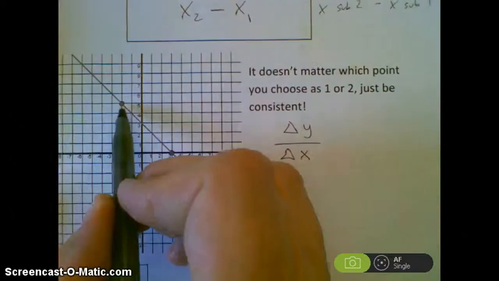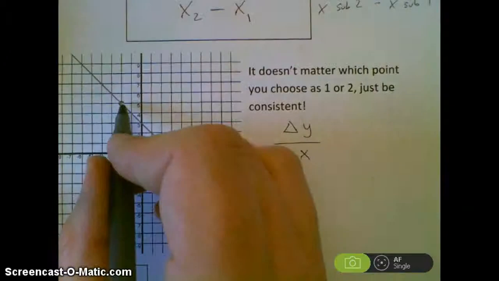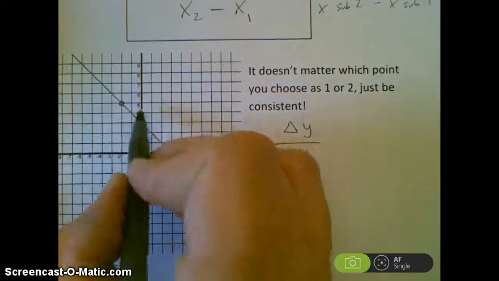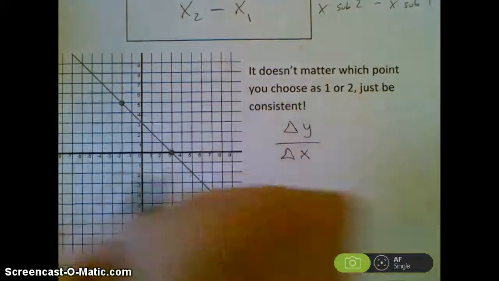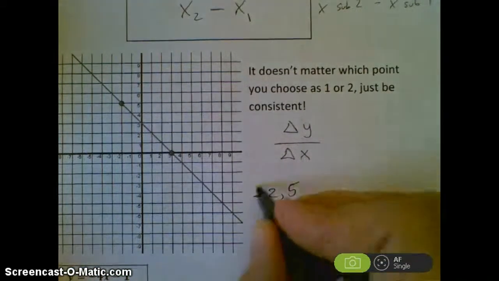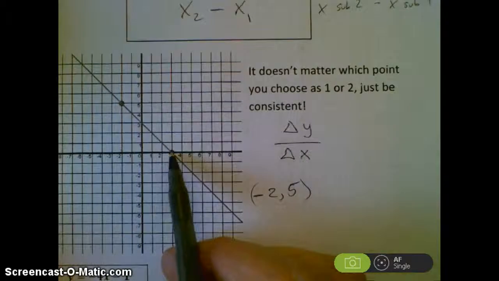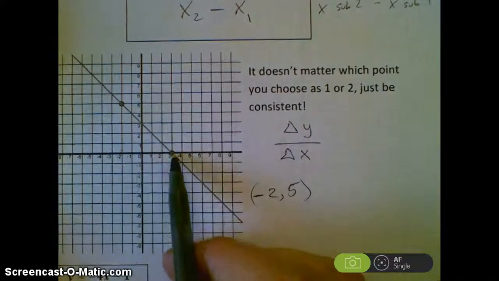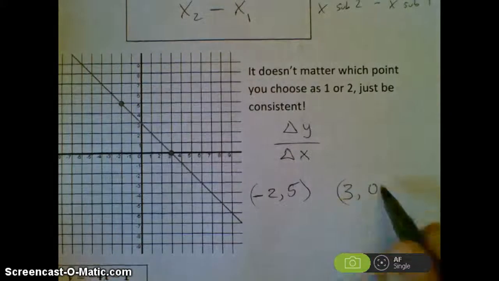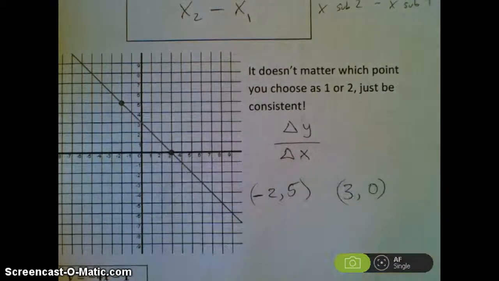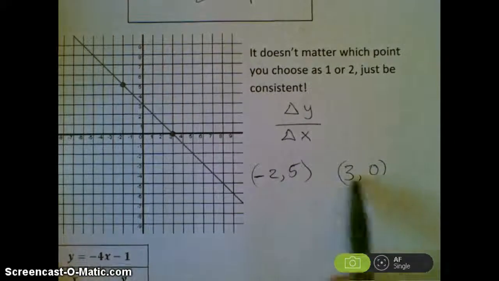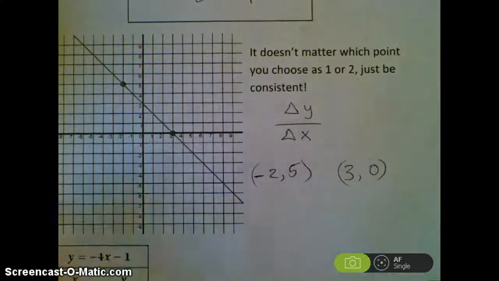So they give me 2 points on this graph. This point here, that's negative 2 and 2 over 5 up, so that is negative 2, 5. And the other point they give me is 3 over and 0 up or down. So x equals 3, y equals 0. Those are 2 points on that line. Now I can choose whichever one I want to be point 1 and point 2. I just have to be consistent.